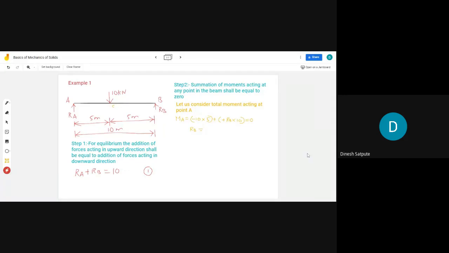Okay, fine. Most of you, or nearly all, have determined it correctly, that is 5 kilonewton. So this is your first reaction. If you put the value of RB in equation number 1, what will you get? You will get the value of RA. So put it in equation number 1 and tell me the value of RA. Post it in the chat box.